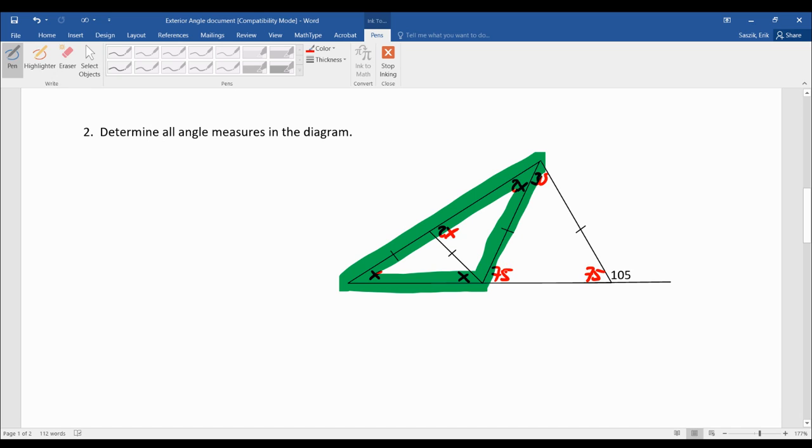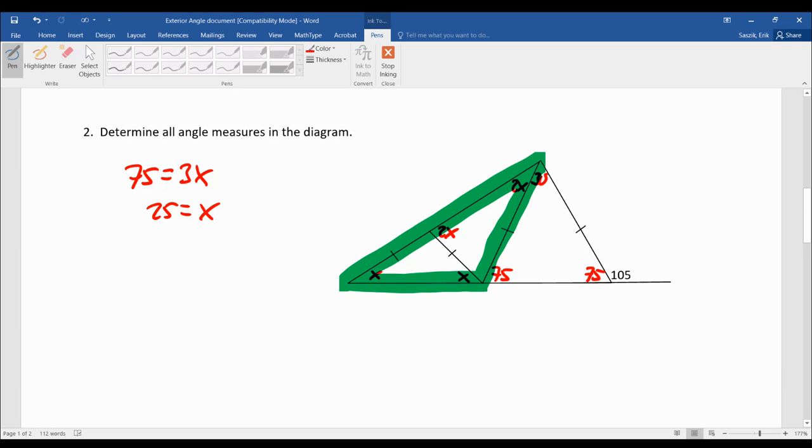Remember, this 75-degree angle is exterior to this green triangle. So that 75 has to equal x plus 2x. And then, of course, you can determine all the angles once you have that.